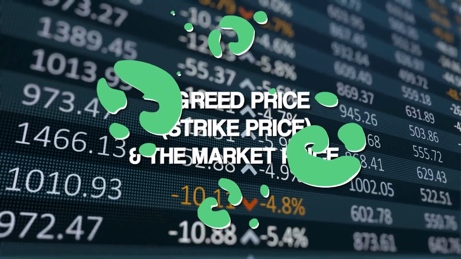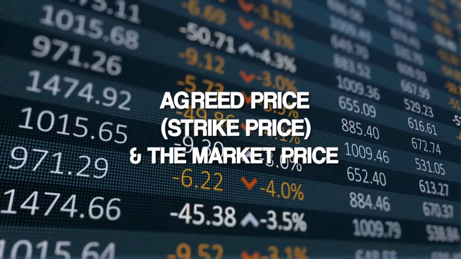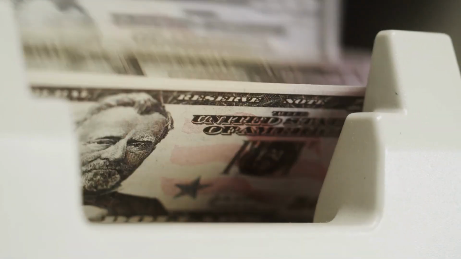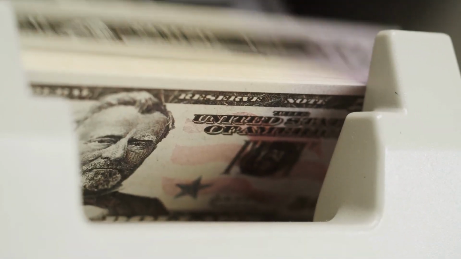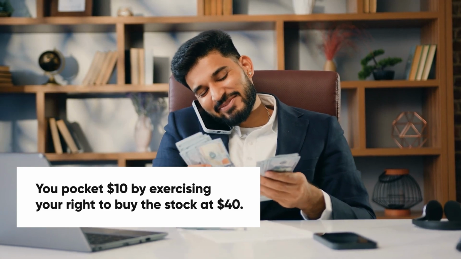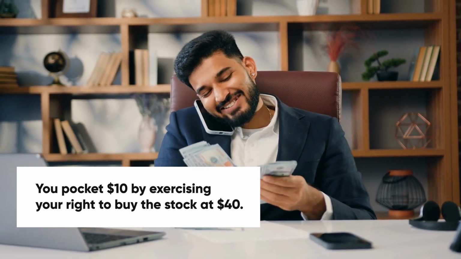The profit hinges on the agreed price, strike price, and the market price when the option expires. Think of it this way: if a stock's price shoots up to $50 and you have a call option with a strike price of $40, you pocket $10 by exercising your right to buy the stock at $40.